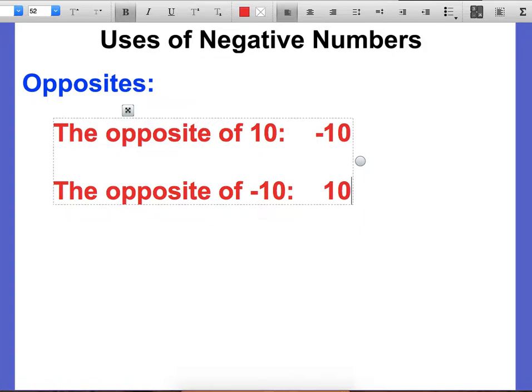Notice how we don't put a sign on the positives. If you want to put a plus sign, you can to help you denote that, but you don't need to because we understand 10 is a positive 10.